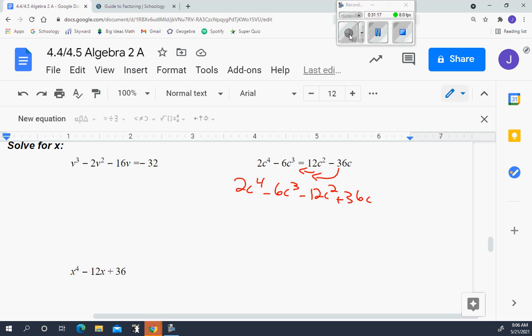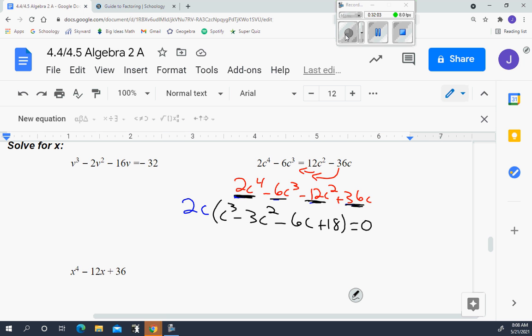First thing I want to do, find a common factor. I see a 2 here. Can I take out a 2 from 6, 12, and 36? Yes, I can. Can I take out anything else? Yes, each of these has a c, so I can take out a c. What's left? If I took out a 2 and a c from here, I'm left with just c cubed. I'm left with minus 3c squared minus 6c plus 18.